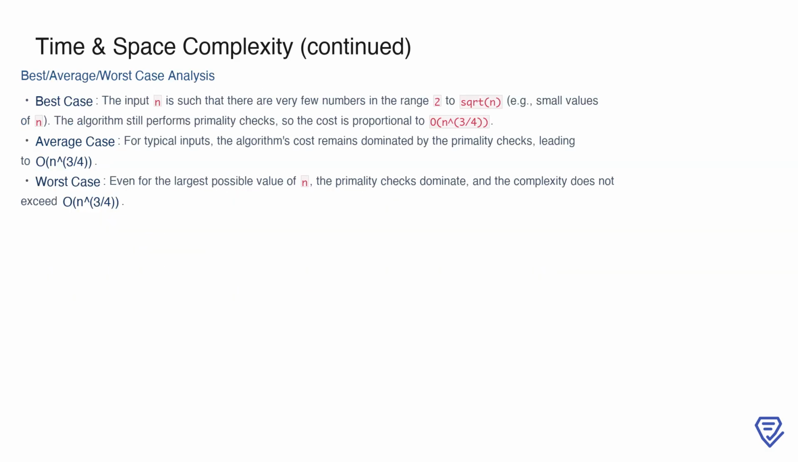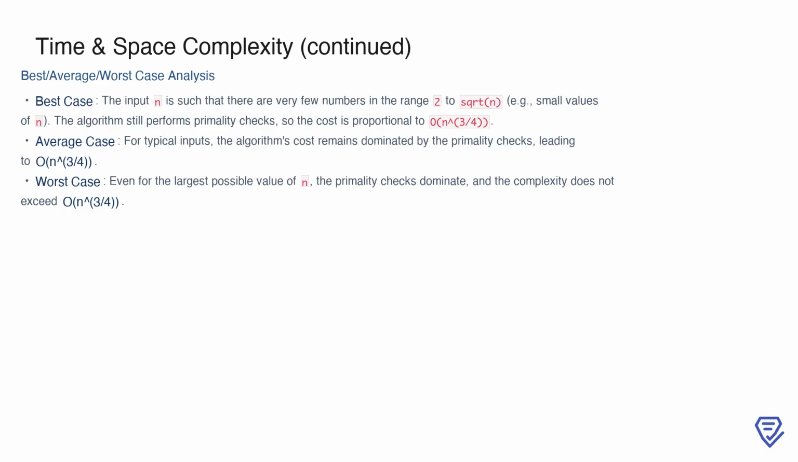To understand the performance further, let's analyze the best, average, and worst cases. In the best case, when n is small, there are very few numbers in the range from 2 to n. While the algorithm still performs primality checks, the overall cost remains proportional to O(n^(3/4)). For the average case, most typical inputs will have a reasonable number of numbers to check within this range. Again, the cost is dominated by the primality checks, maintaining the complexity at O(n^(3/4)). Even in the worst case, for the largest possible value of n, the algorithm scales predictably, as the primality checks remain the most expensive operation.